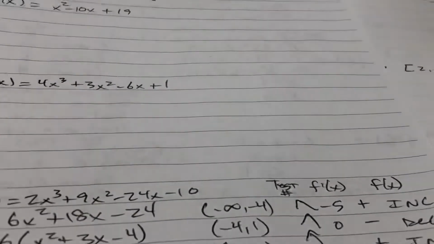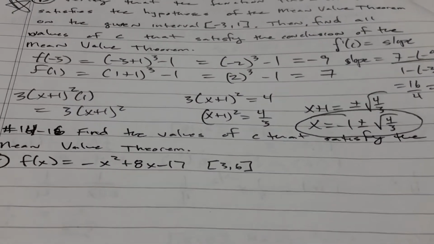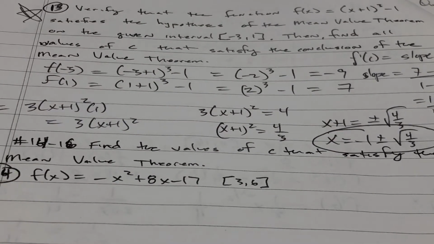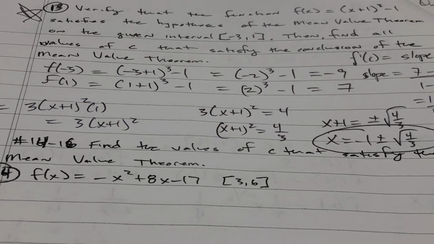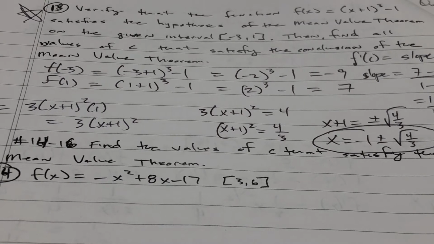We're going to handle 12. 12 is very much like 13, which I'm going to do with you. Verify that the function satisfies the hypotheses of the mean value theorem. It's continuous and differentiable on the interval -3 to 1. Then find all values of c that satisfy the conclusion of it. All right.